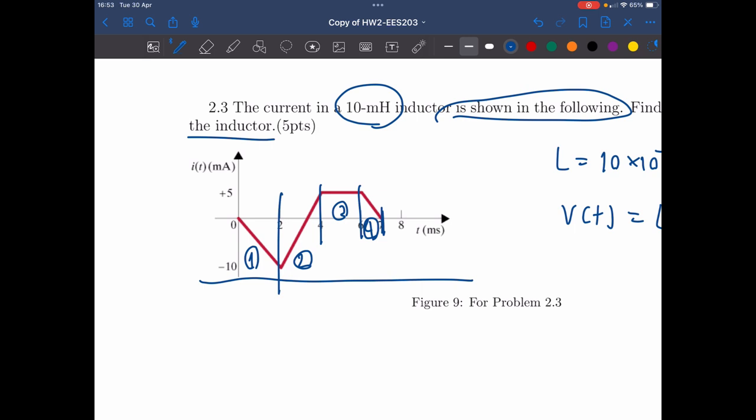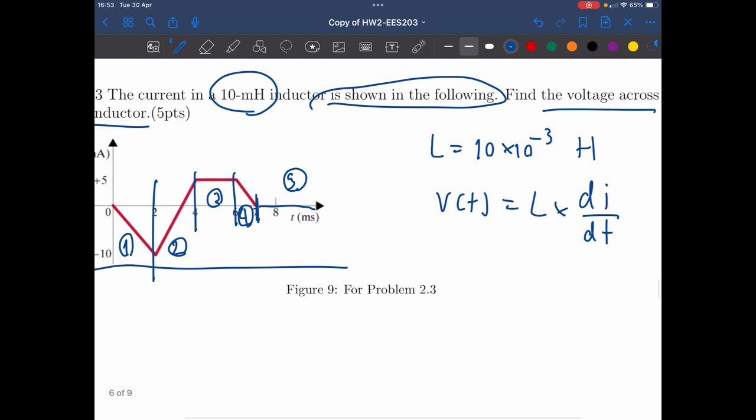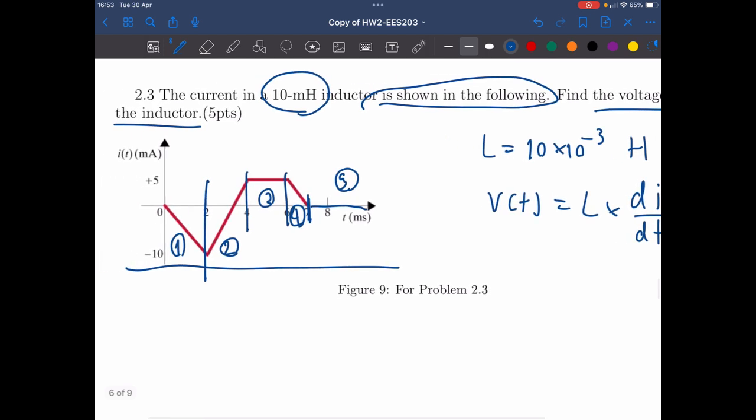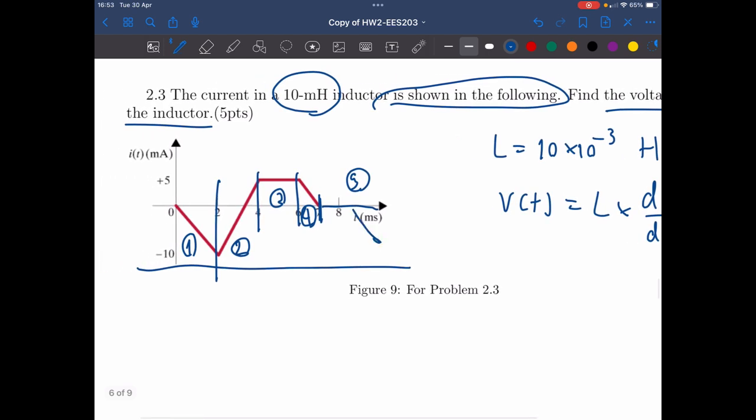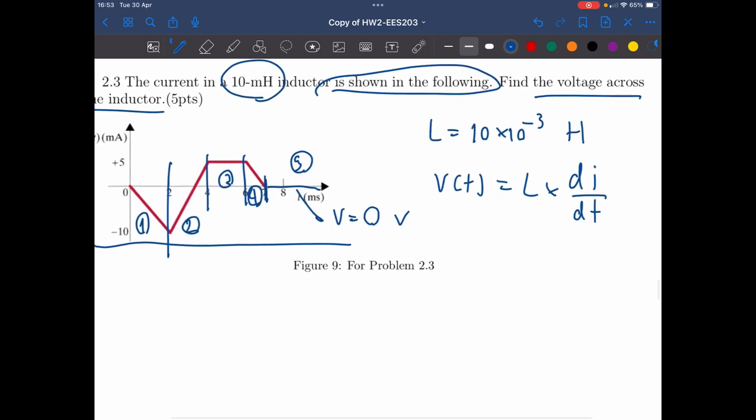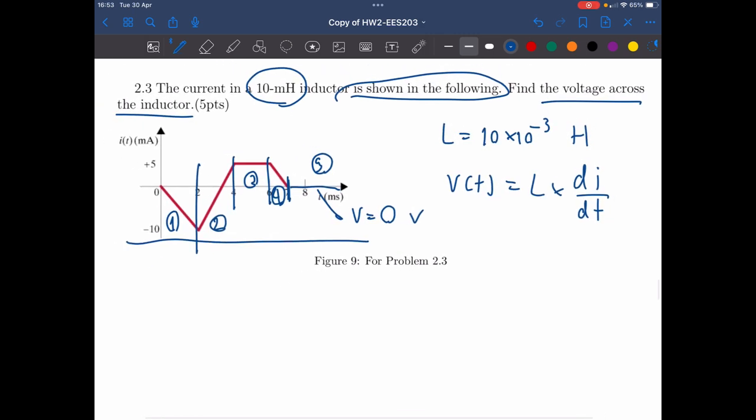And we could also include the last part as well, but as you can see, the current change in time is equal to 0. So for this part we can automatically say that it is equal to 0 as well. Now let's find it in each part, starting with the voltage at time from 0 to 2.